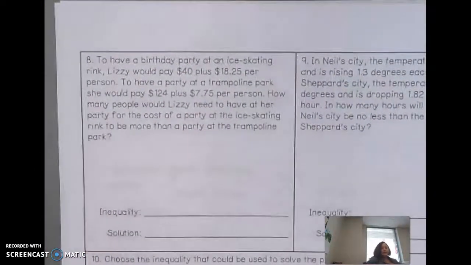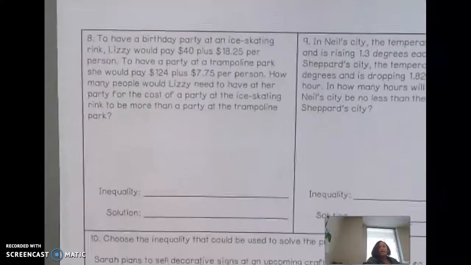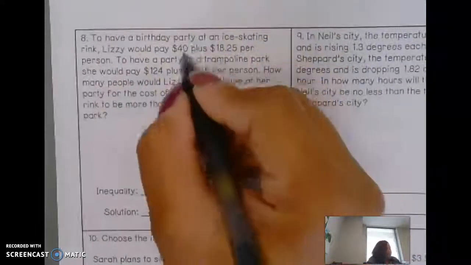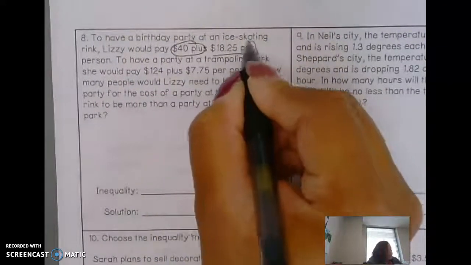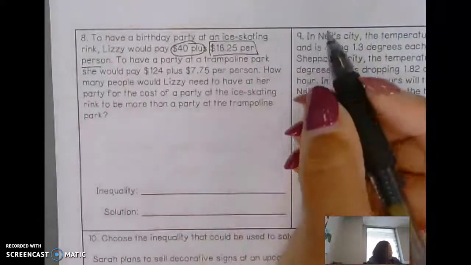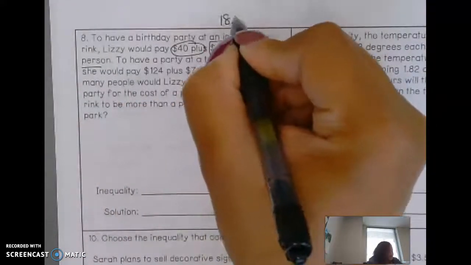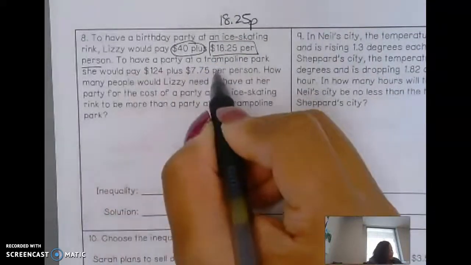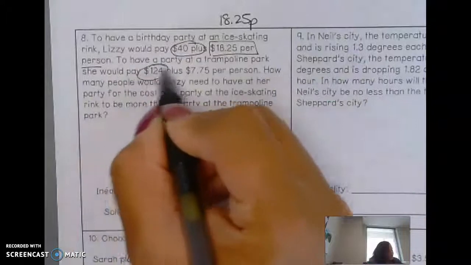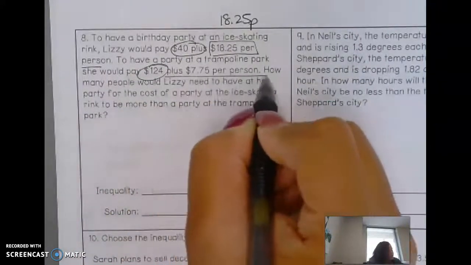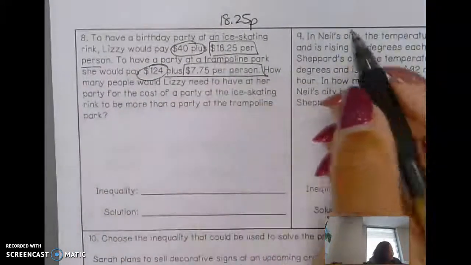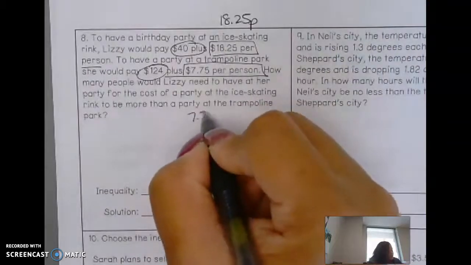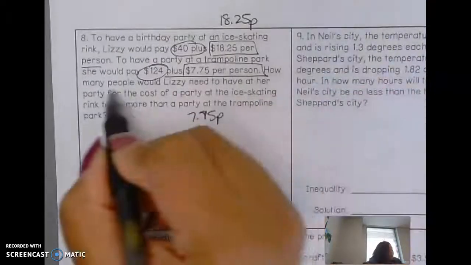So number 8 and 9 I'll go over with you, and then I want you to work on 10 and 11 on your own. To have a birthday party at an ice skating rink, Lizzie would pay $40 plus $18.25 per person. That's my rate there. $18.25 per person. At a trampoline park, she would pay $124 plus $7.75 per person. So that's $7.75p.